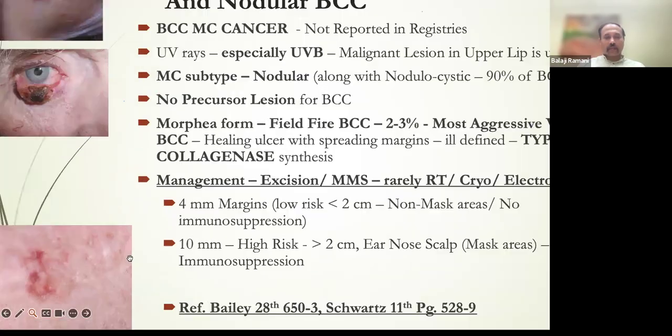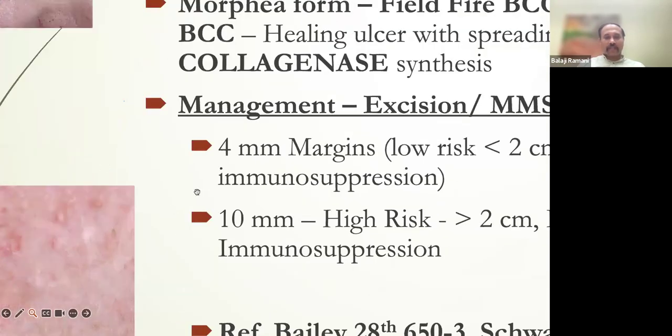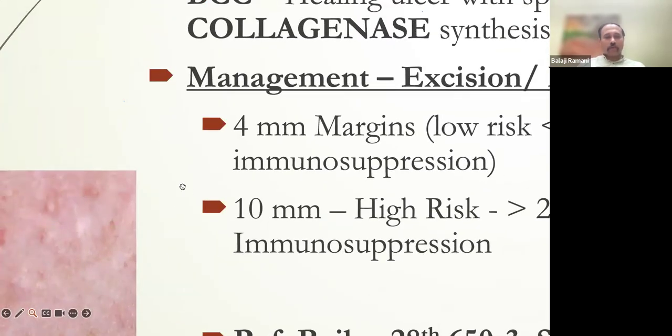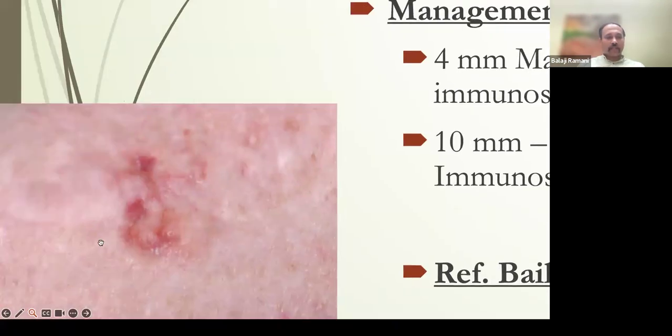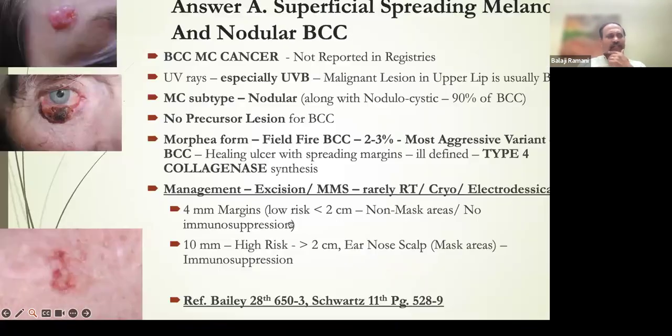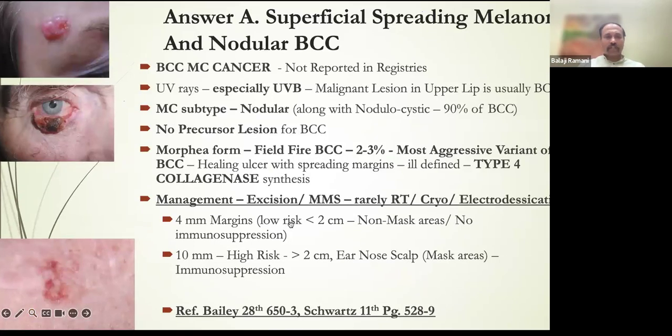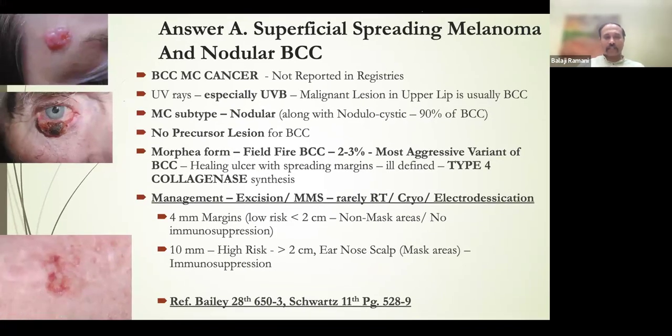And this is again another question. So this is your field fire type of, morphiform type of BCC, where you have the central healing. And I think I discussed this in some other context. I don't remember which this one, but in class I was discussing this. So you'll have the central healing area and the peripheral thing which will be more aggressive. So healing and spreading, healing and spreading.